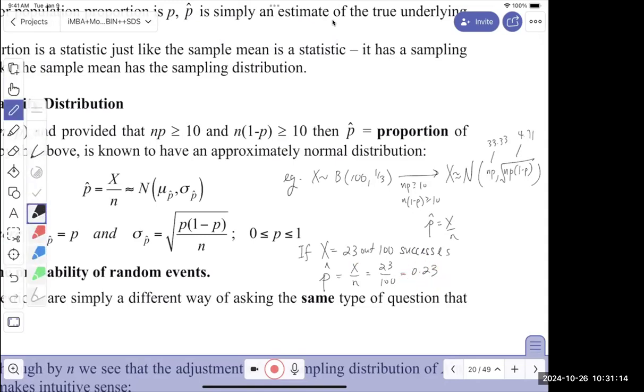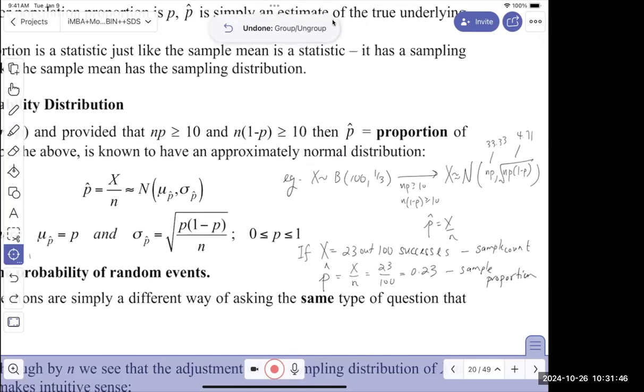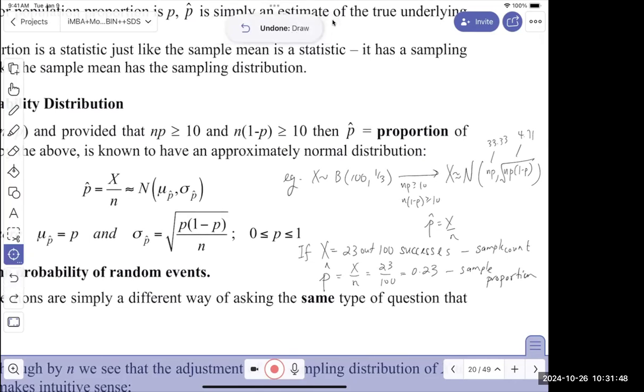So this one is called the sample count, and this is called the sample proportion. In practice, when you hear about an election poll, they tell you the estimated percentage of people who will support a certain candidate, right? They don't tell you the number of people. Well, they could do that too, but usually they report a percentage. That's why I introduced this here, because you need to know how you talk about things as a proportion.